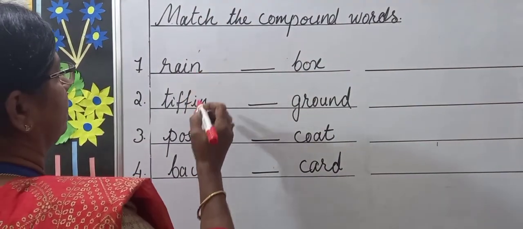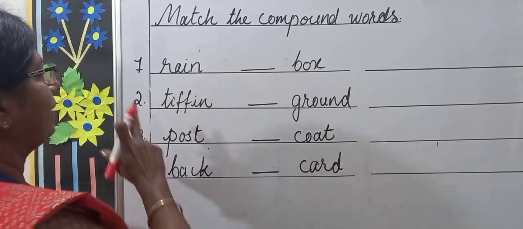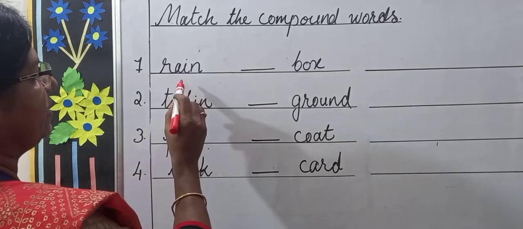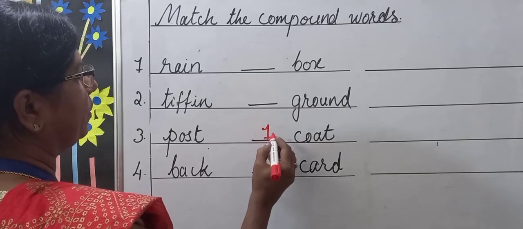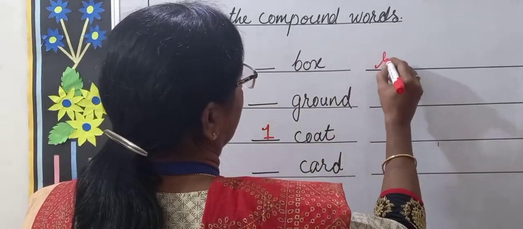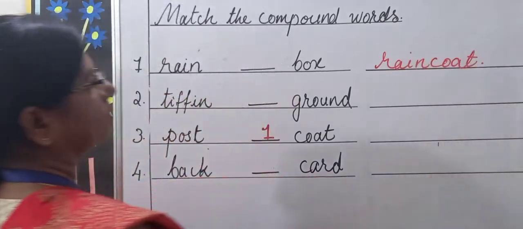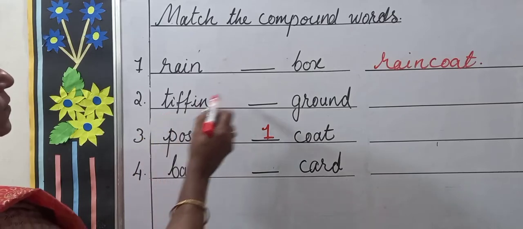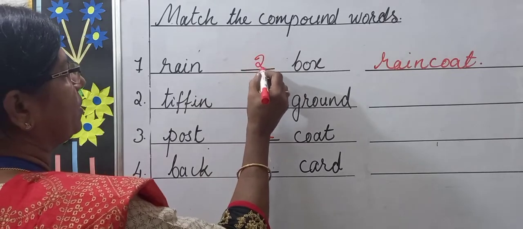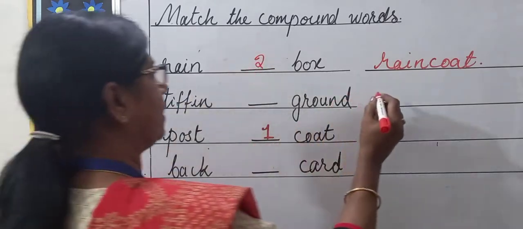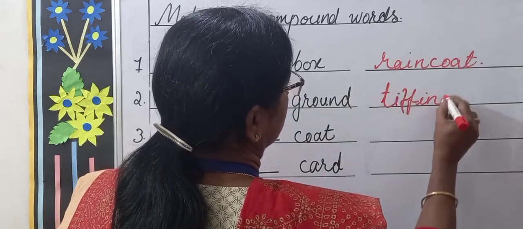Rain, tiffin, post, bag. Now you have to find the matching word and give the numbers. Which word is matching with rain, children? Look at this. Rain, coat. So, you will give here number 1 and write here raincoat. Same way, next one, tiffin. Which word is matching? Tiffin, box. Very good. So, you will give number 2 here to match and then write down the word. Tiffin box.